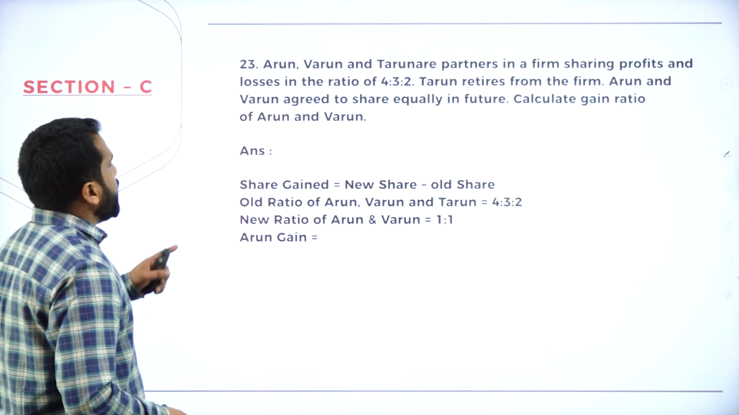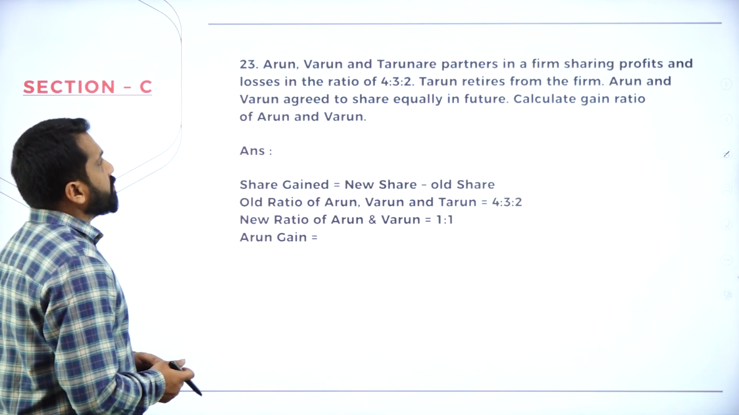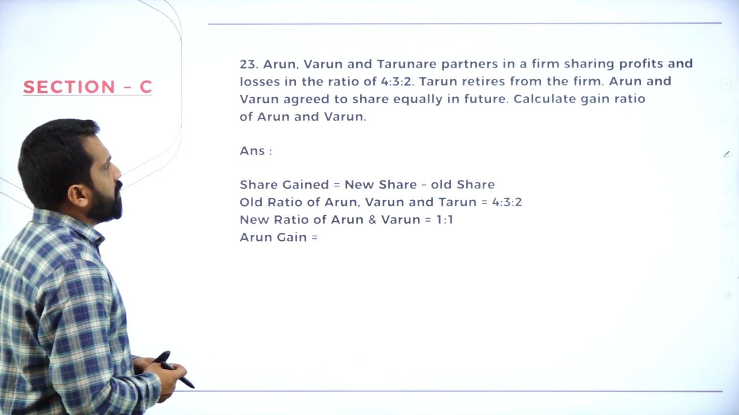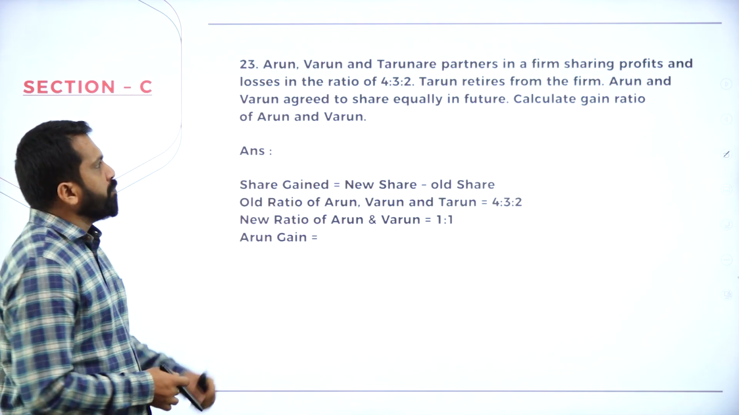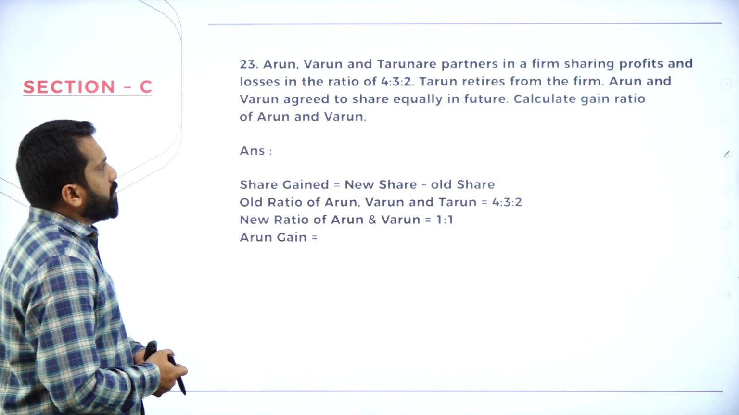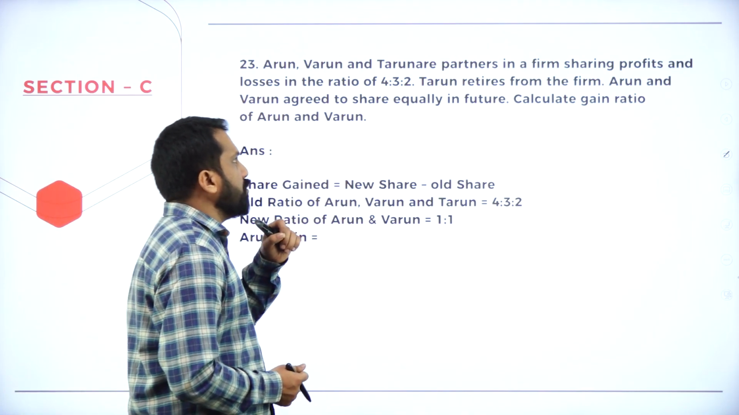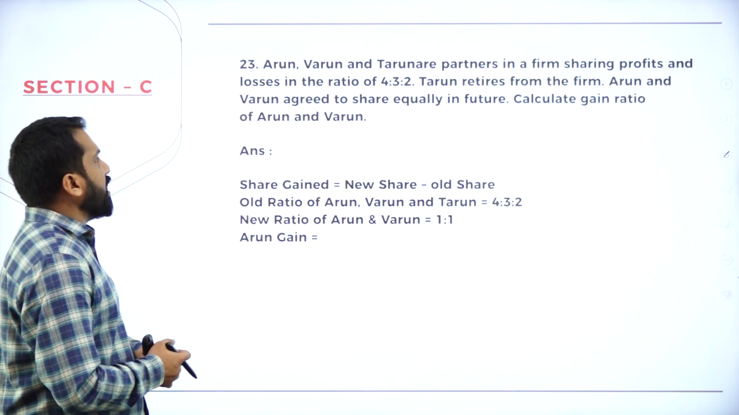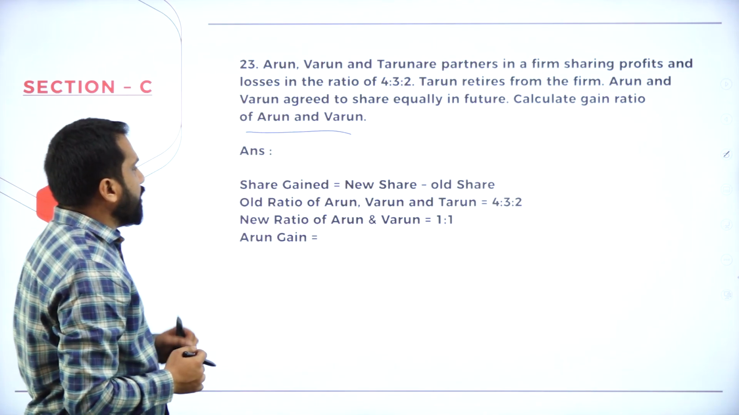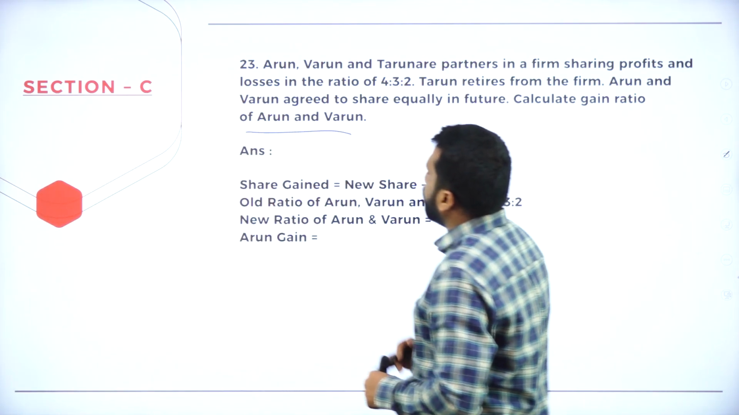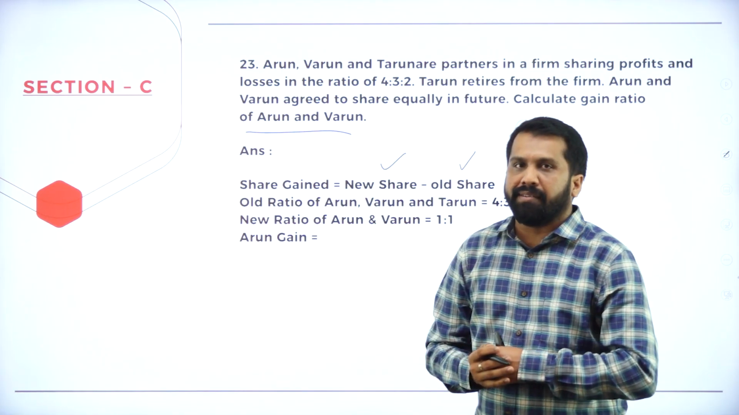The next one is called your ratios. Arun, Varun and Tarun are partners in a firm, sharing profit and losses in the ratio of 4:3:2. Tarun retires from the firm. Arun and Varun agreed to share equally in future. Calculate gain ratio from the following. You have to calculate gain ratio. What is the formula for gain ratio? New ratio minus old ratio.